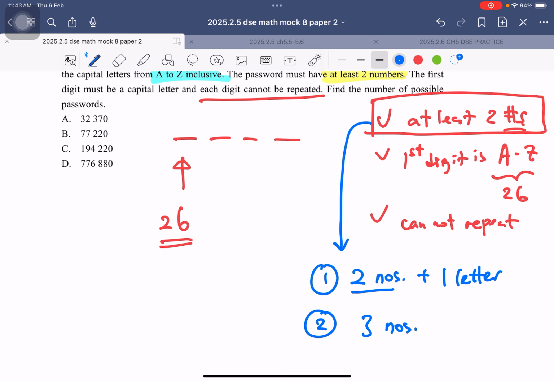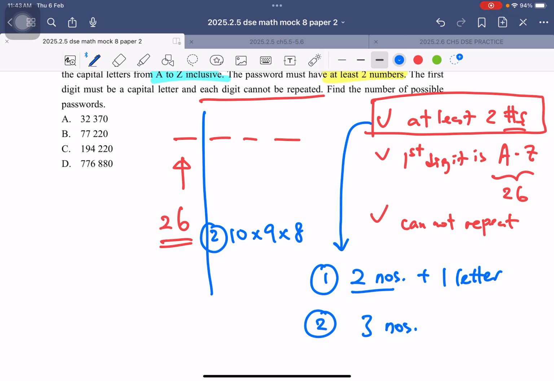So let's consider the second case first. For the second case, it'll be 10, 9, and 8. Then it's going to be 10 choices, times 9 choices, times 8 choices, because the numbers cannot be repeated.